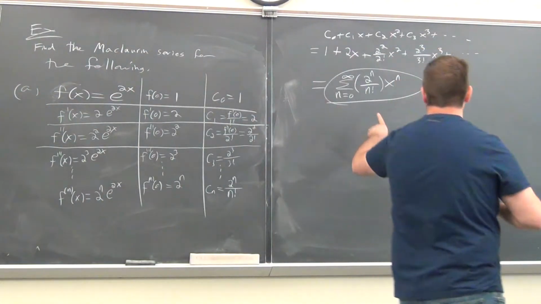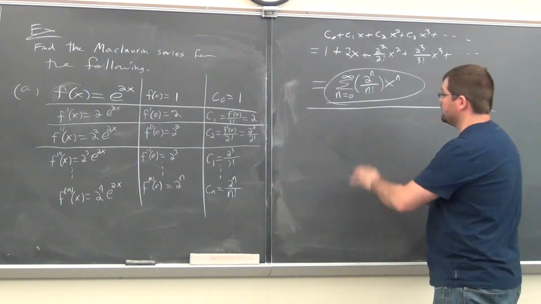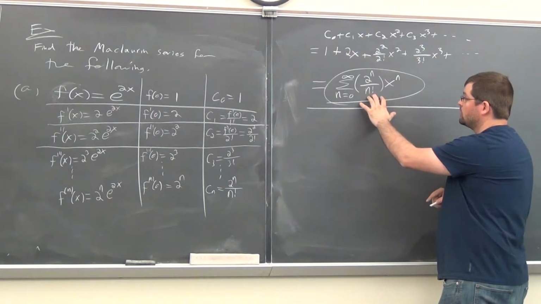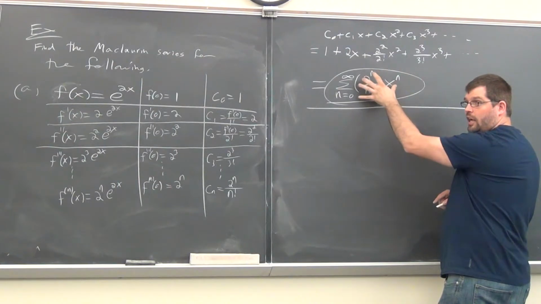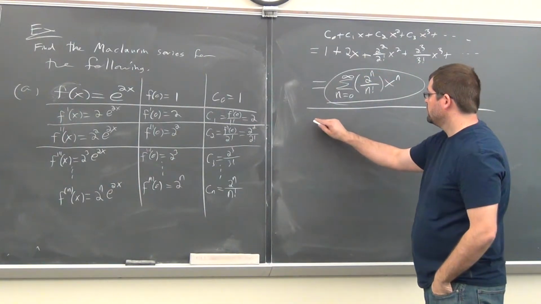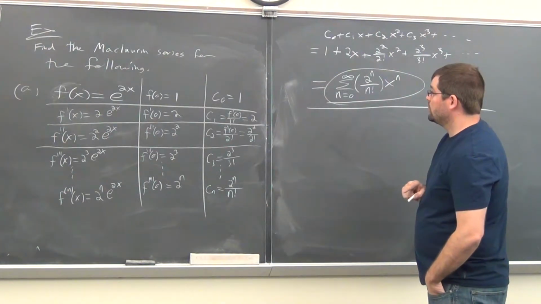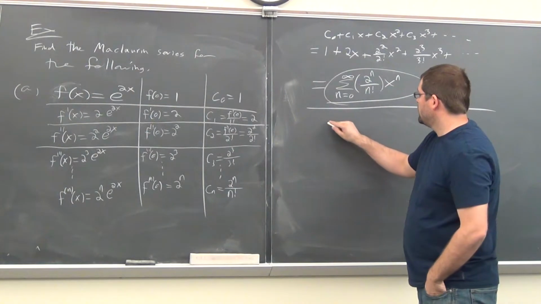I decided not to emphasize when these actually converge and when they don't. Let's do this for this one though. This is going to turn out to be true for all x. But let's just look at the radius of convergence of this series. If I just gave you that series, you're done with this problem. This is the Maclaurin series. It may or may not converge, but this is it.